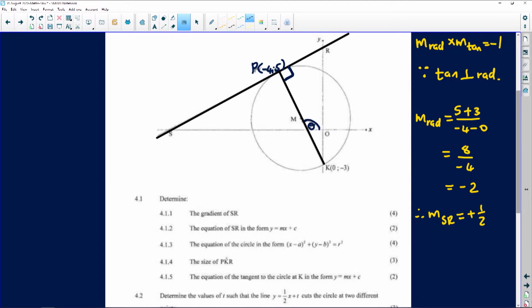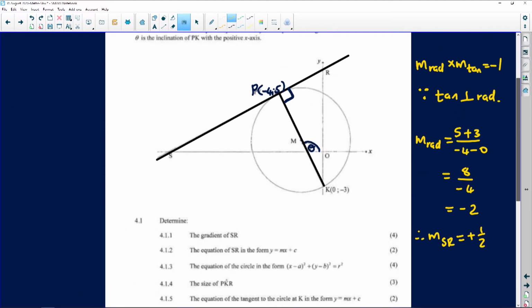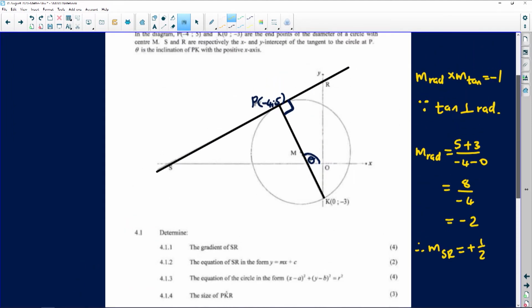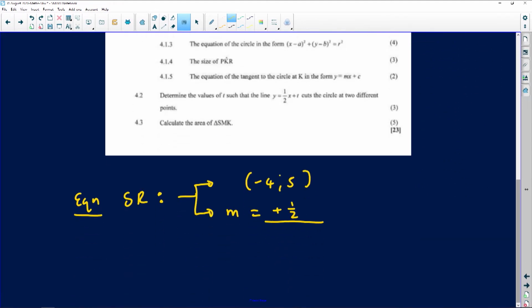That's the point that I'm going to use in this particular case, right? So I've got -4 and I've got 5. So I'm looking for this particular equation of a line, which happens to be the tangent that passes through point P with coordinates -4 and 5. Right? I'm sure when you're here, you guys will know what will happen.